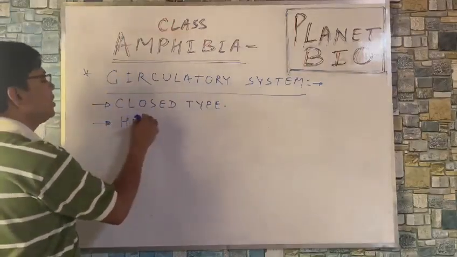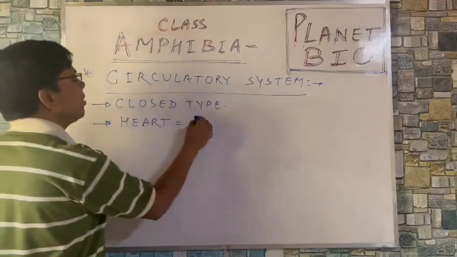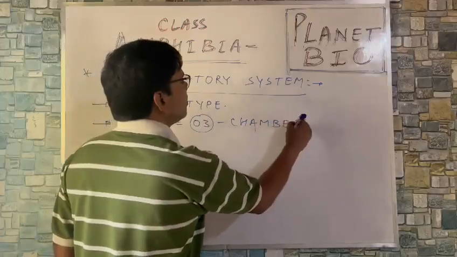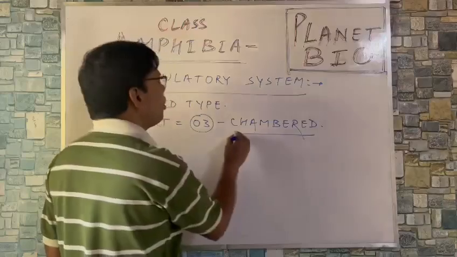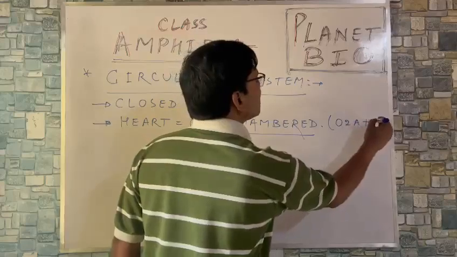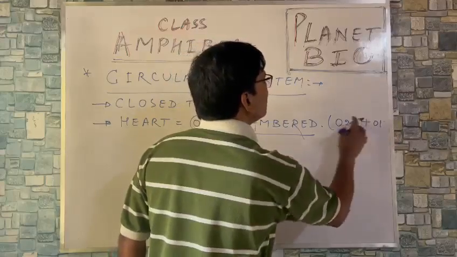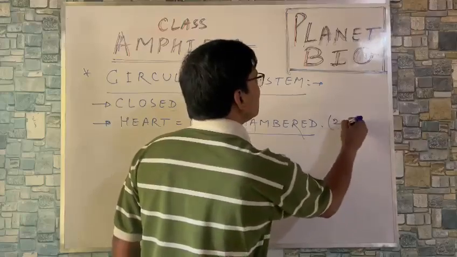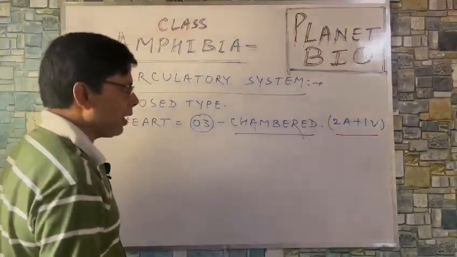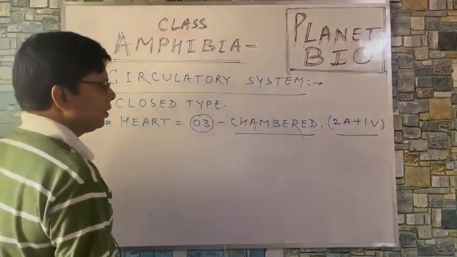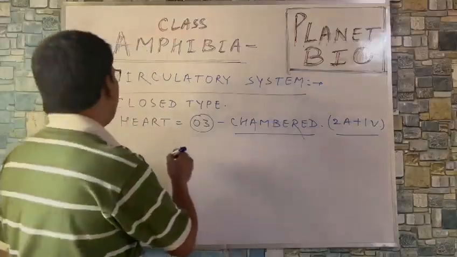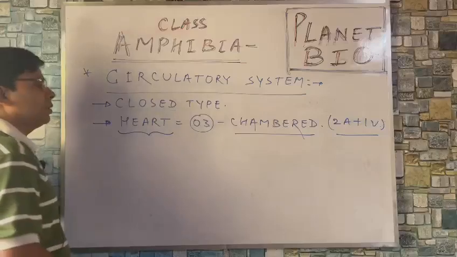The heart, you can see, is 3 chambered. Three chambered means 2 auricles plus 1 ventricle. Auricles are thin walled and the ventricle is thick walled. Auricles receive the blood, the ventricle pumps the blood. So, the heart is the blood pumping organ.